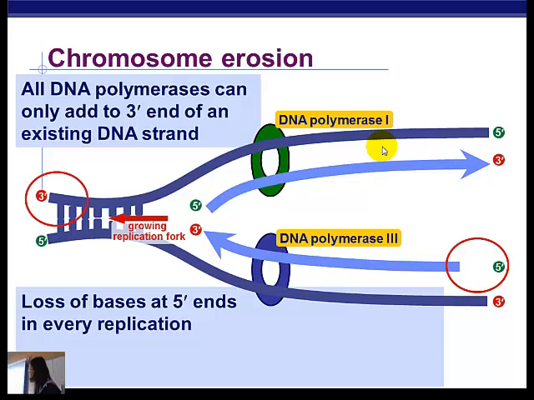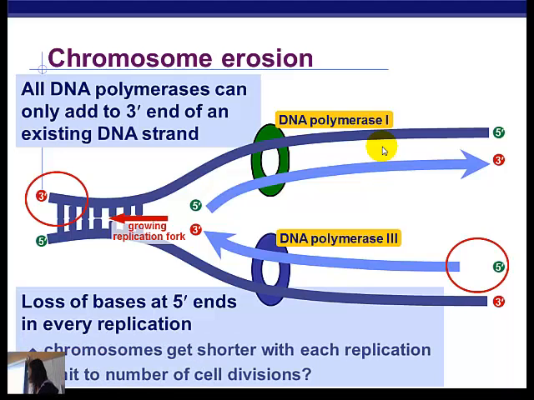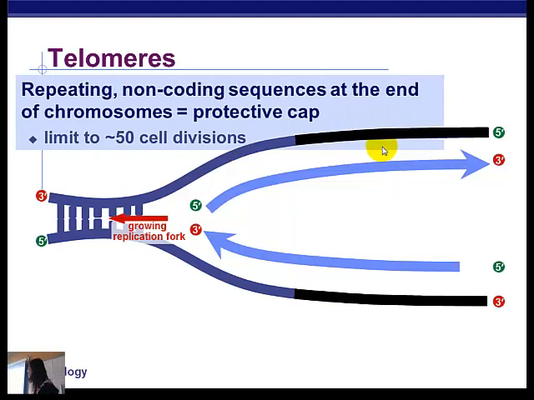You have a loss of bases at the 5' end in every replication. Chromosomes get shorter with each replication. That's why there is a limit to the number of cell divisions. You have something, though, called a telomere. A telomere is a repeating, non-coding sequence at the end of chromosomes. It's a protective cap so that when you copy DNA and you lose that little segment because of your RNA primase, which, by the way, is about 10 nucleotides, you're not actually losing any of your genetic information. You're not losing anything that codes for anything. This is extra DNA, non-coding segments.